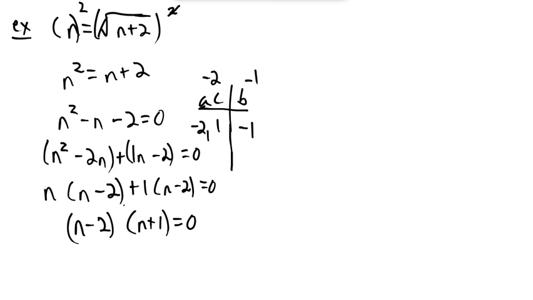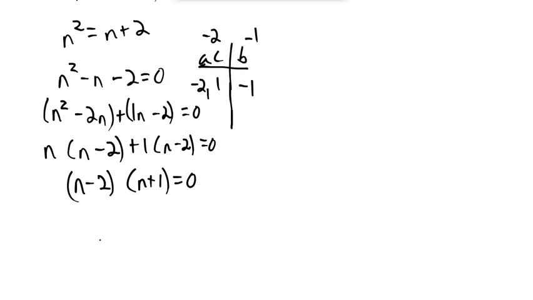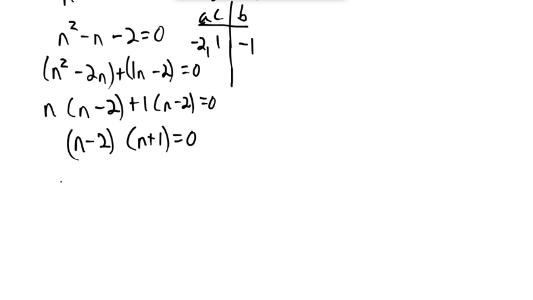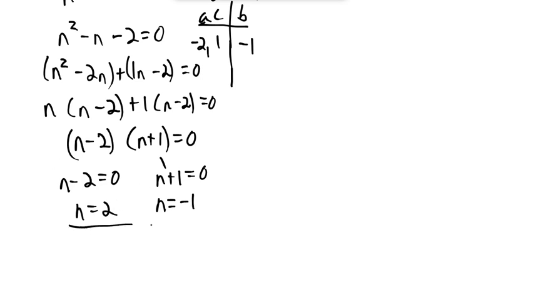These are a pain. So what did we have to do from here? Well, we said this means that either one of these or the other will be true. So we had to split this up and then solve from there. So we get two possible solutions here. We get n is equal to 2 and n is equal to -1. Now we're done, right? Nope.